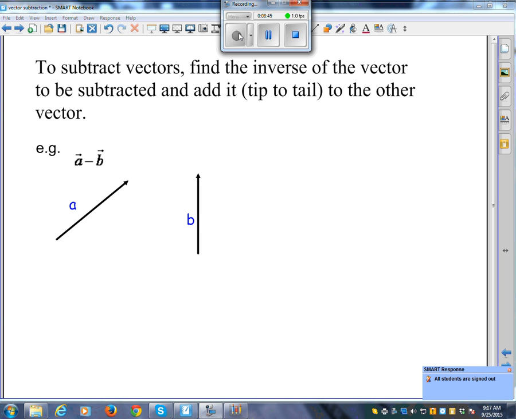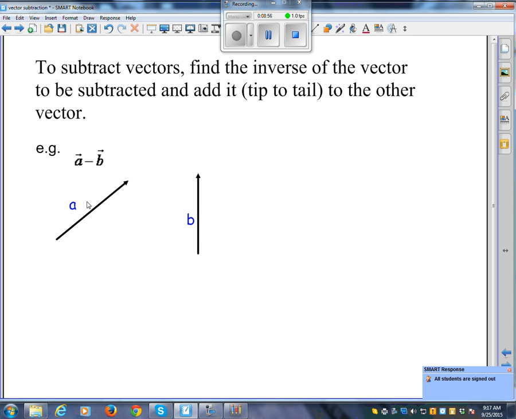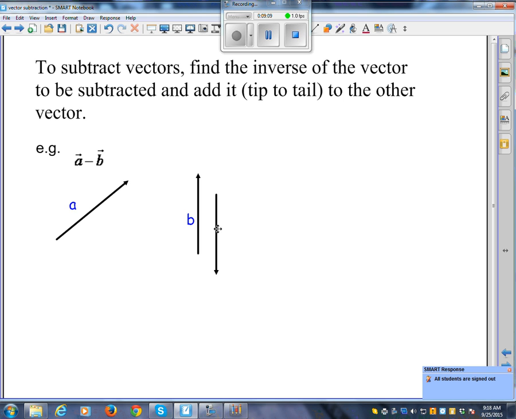Here's an example. Here's A, here's B. Am I supposed to be clicking here somewhere? No, I'm not. Okay, so I just got to show you, right? So it's A minus B, so I take B and I flip it around. I'm going to clone it and then flip it. Okay, so there's minus B. And then what do I do? Add them. A, there's minus B, and here's your answer.